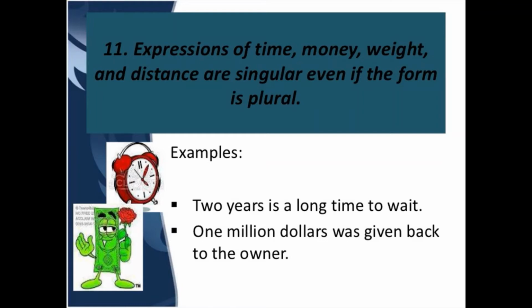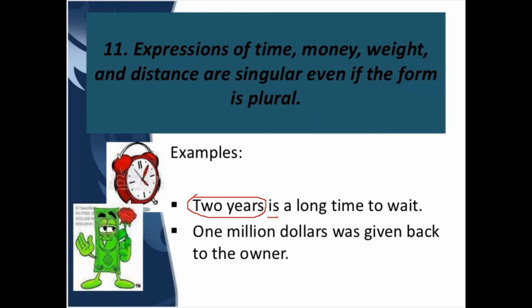Rule number 11. Expressions of time, money, weight, and distance are singular, even if the form is plural. Examples. 2 years is a long time to wait. $1 million was given back to the owner. So in the first example, the verb used is "is". The subject here is 2 years. 2 years tells about a time. So when the subject tells about time, it must take a singular verb.